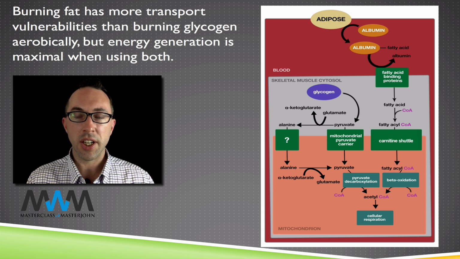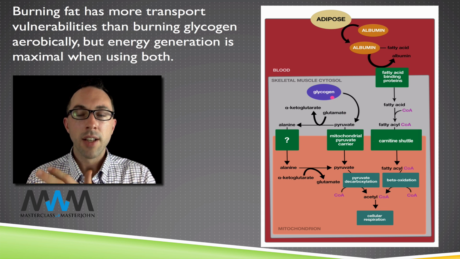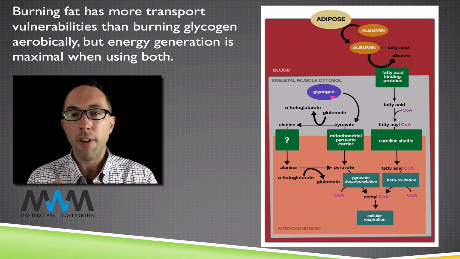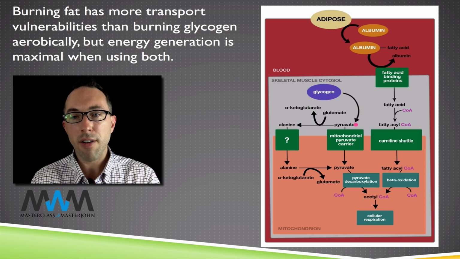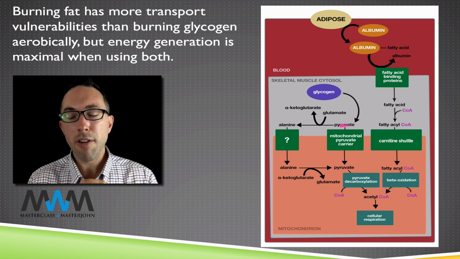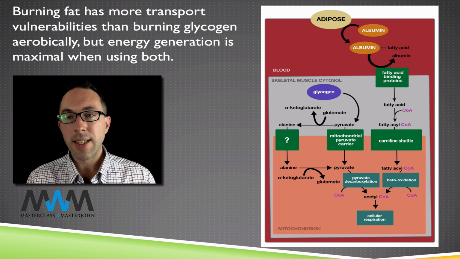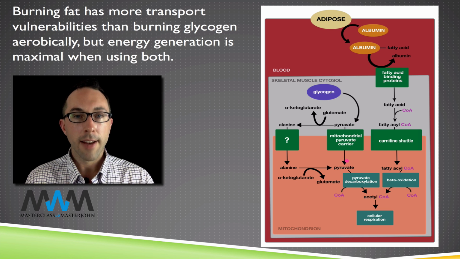If we're burning glycogen, first of all, our glycogen is in the muscle cell, so we don't need to transport through the blood. Second of all, glycogen releases glucose that goes through glycolysis to become pyruvate, and pyruvate is carried through the mitochondrial pyruvate carrier to get into the mitochondrion. Pyruvate does not require coenzyme A to get into the mitochondrion.